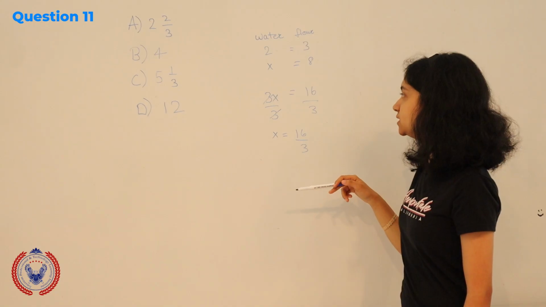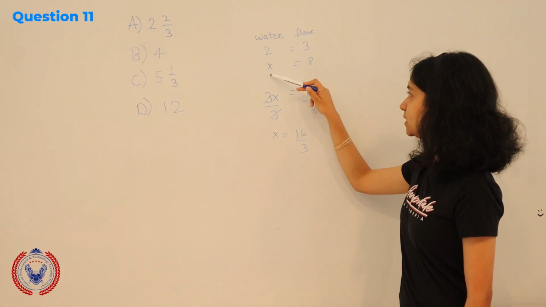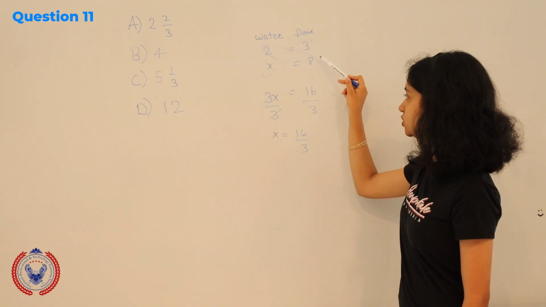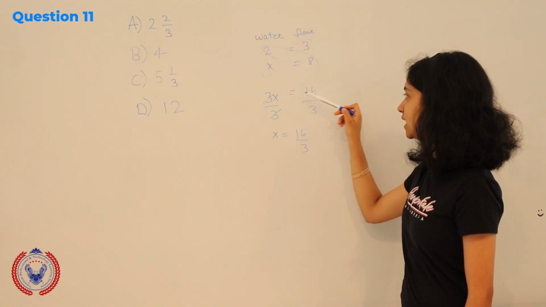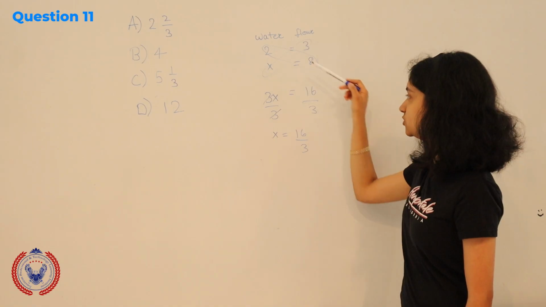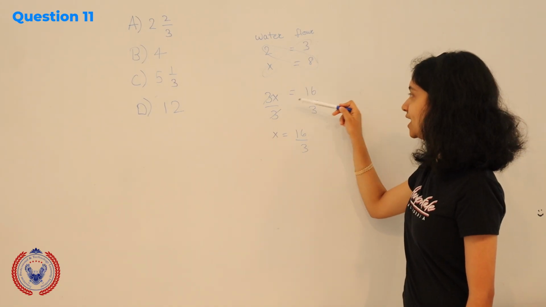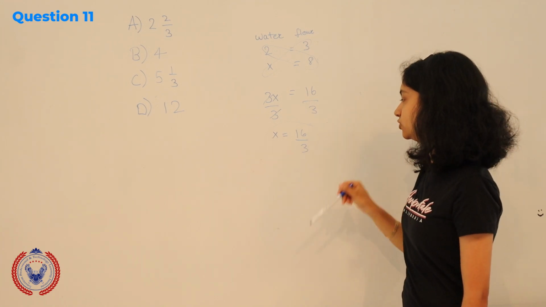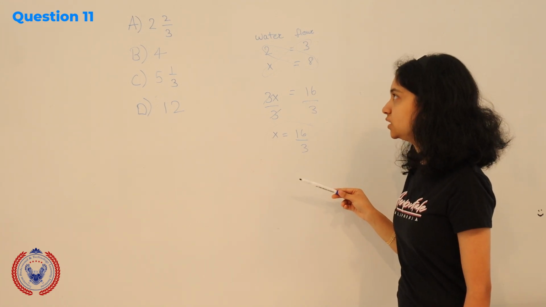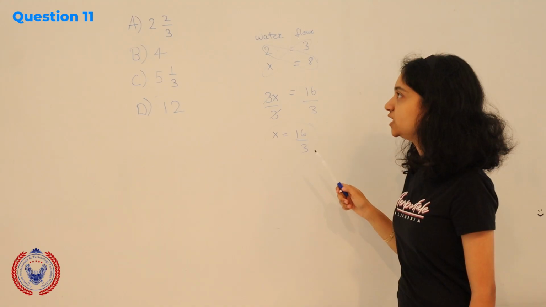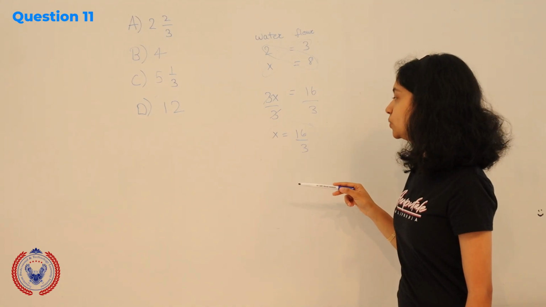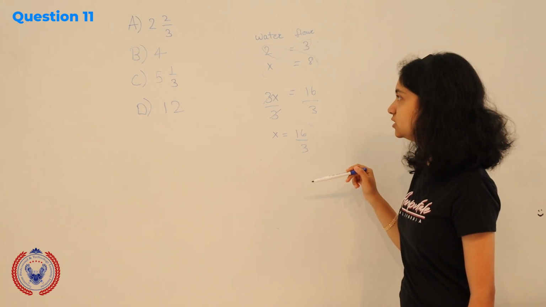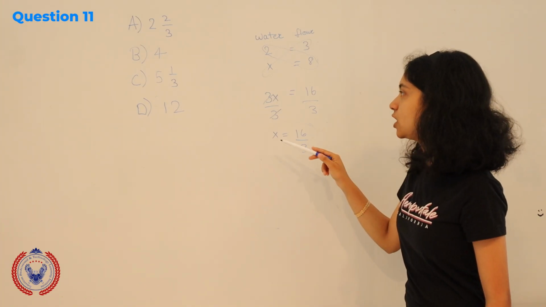We could solve this by cross-multiplying, and then we could just do 3x equals 16, because 8 times 2 is 16, and then we could divide by 3 on both sides. That gives us x to be 16 over 3. But you might wonder that I do not see 16 over 3 in any of my options. So we need to realize that this is an improper fraction, and we can look for this option.